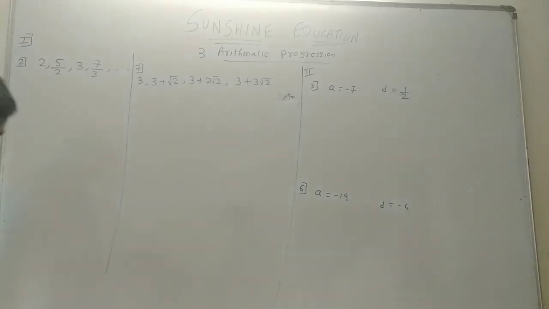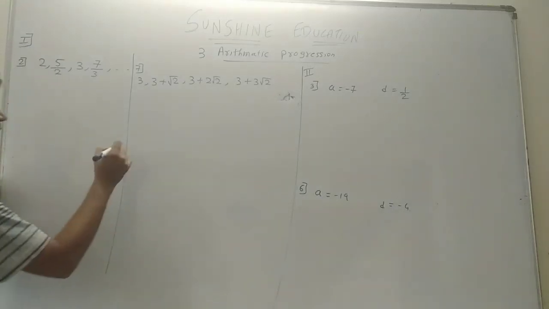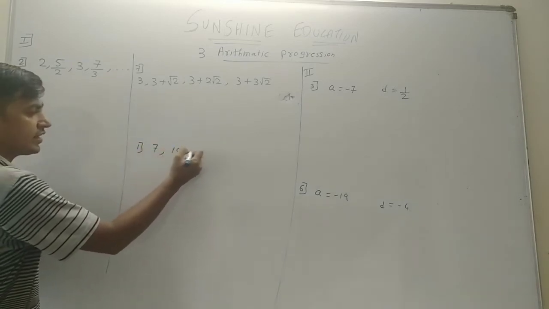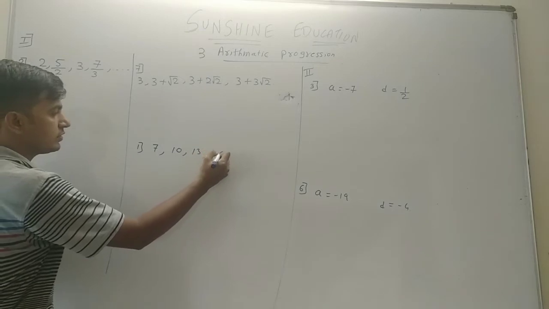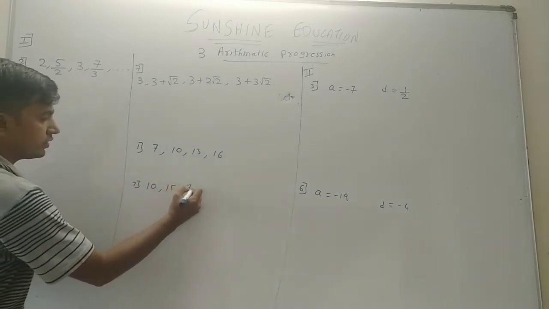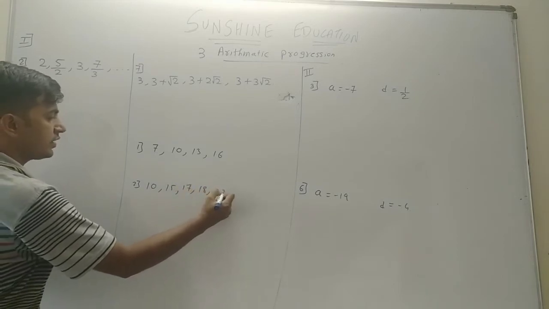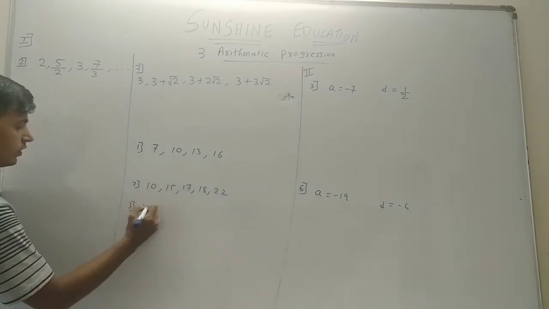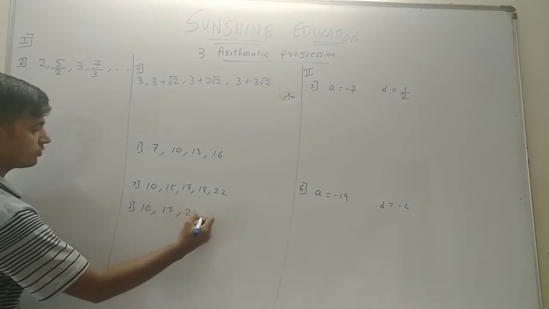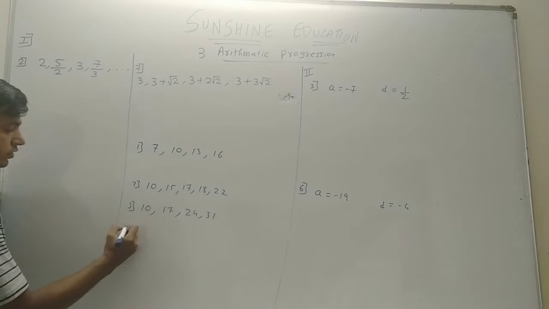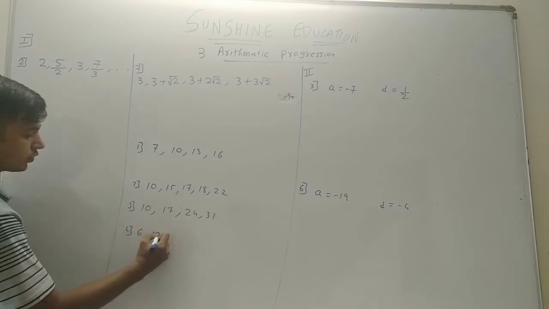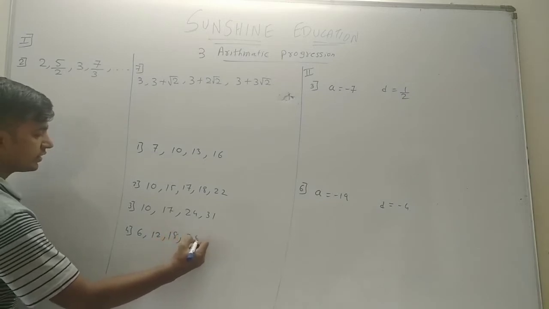Hello, today we will start with arithmetic progression. First of all, see what arithmetic progression is. I will write 4 sequences over here. 7, 10, 30, 60. The second one is 10, 15, 70, 80, 20. 10, 70, 24, 31. The next one is 6, 12, 18, 20.